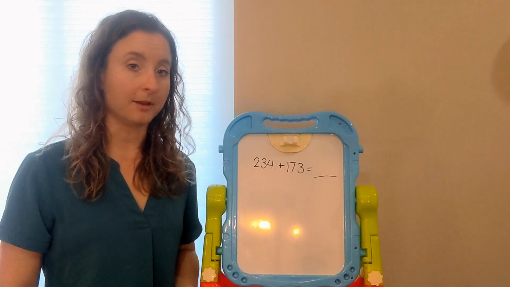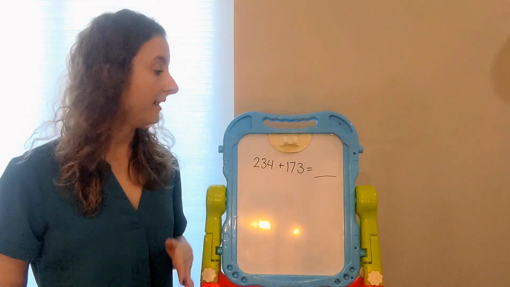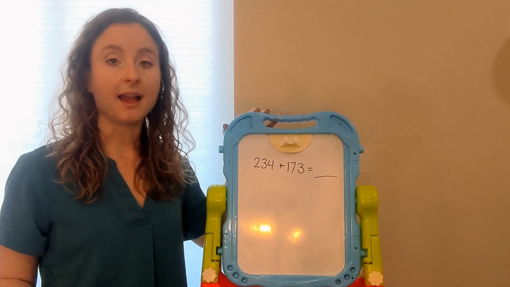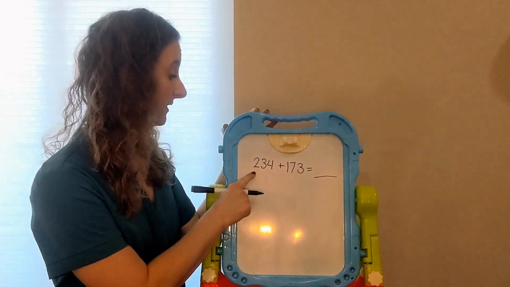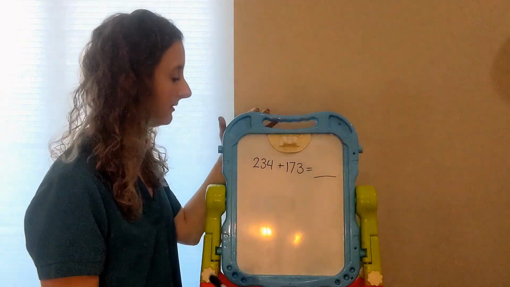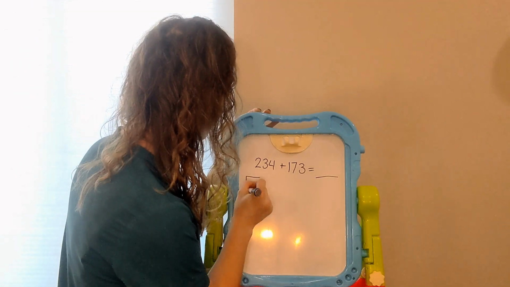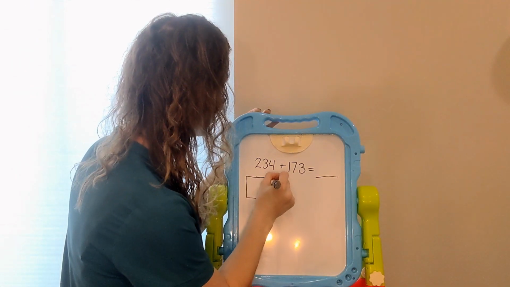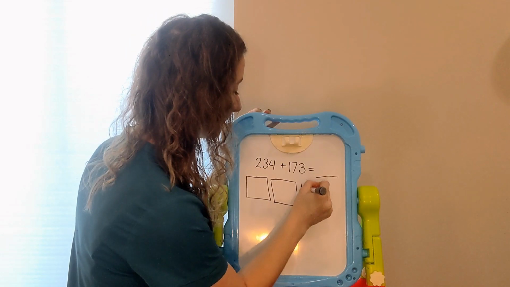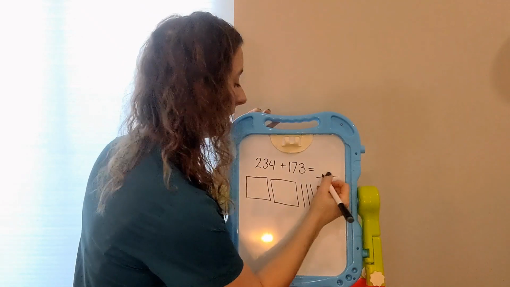Now let's try a problem that has hundreds in it. So we have 234 plus 173. I start the same way. I represent my first addend using this time hundreds, tens, and ones. So I have 2 hundreds, 3 tens, and 4 ones.